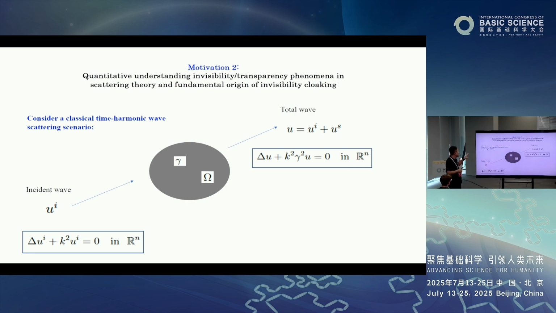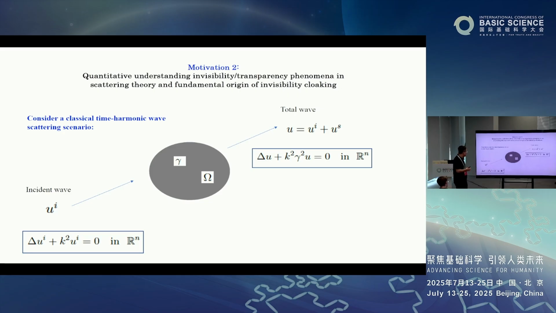And also this can provide the fundamental origin of invisibility cloaking technology. So now let me again discuss this based on a very simple classical model. All right. So we've got this omega. This gamma is a scatterer, an inhomogeneity. Let's say you can take this as an aircraft in this space. So this gamma is its refractive index. This omega is the support. Let's say take it as an airplane.